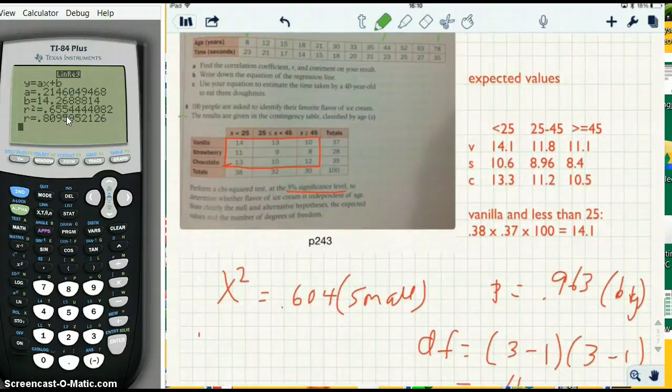Here we are, number 8. 100 people are asked to identify their favorite flavor of ice cream. The results are given in the contingency table, classified by age. So we see across the top we have the age bands, the age ranges, and across the side we have the flavors of the ice cream: vanilla, strawberry, chocolate.